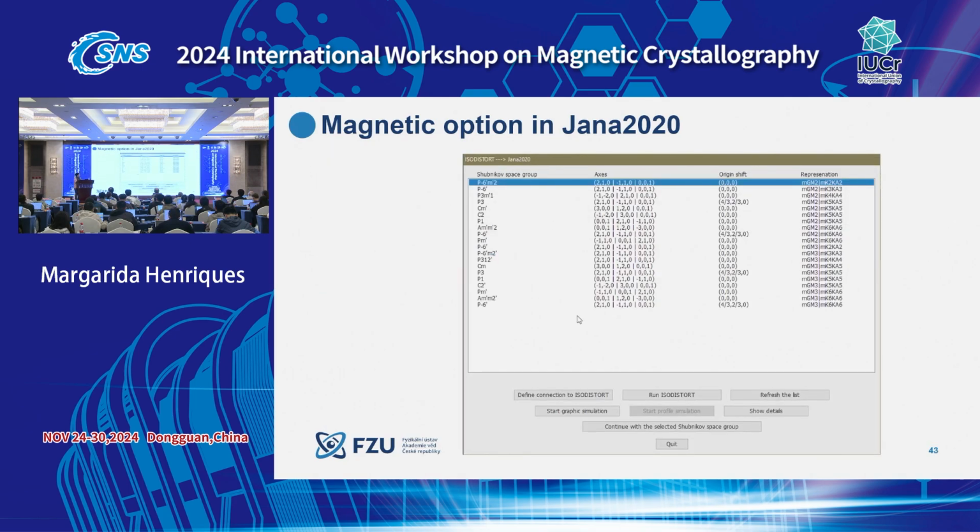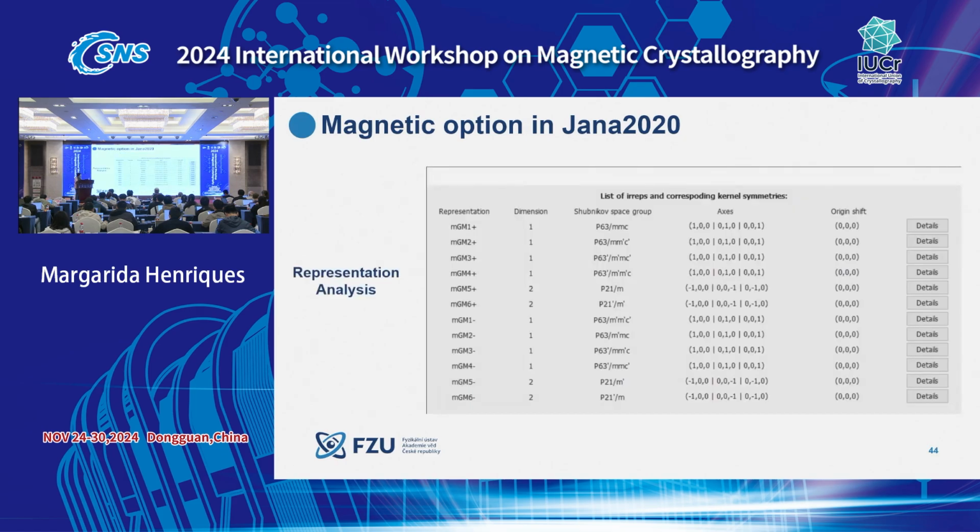So then you'll see Jana inputs the zip files from ISODistort, and in this window you can choose which models you want to test for your data. And if Jana performs a representation analysis, this is how it looks like.